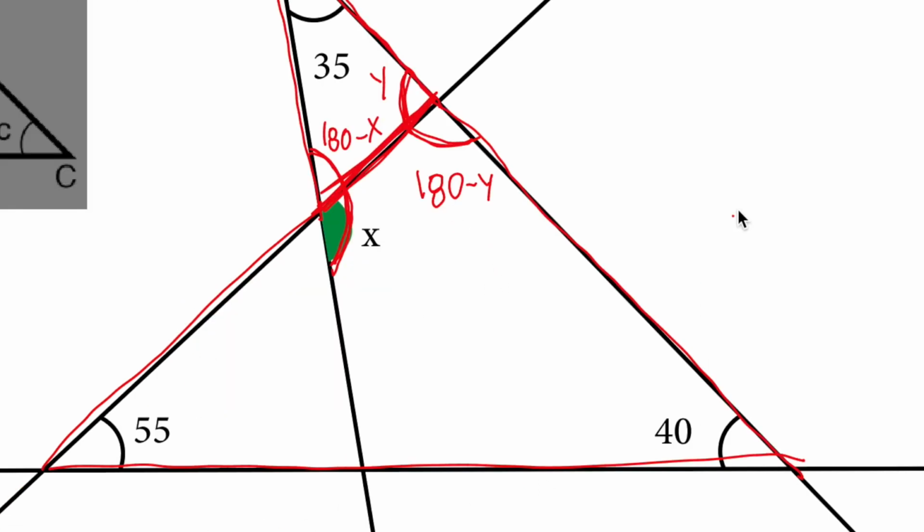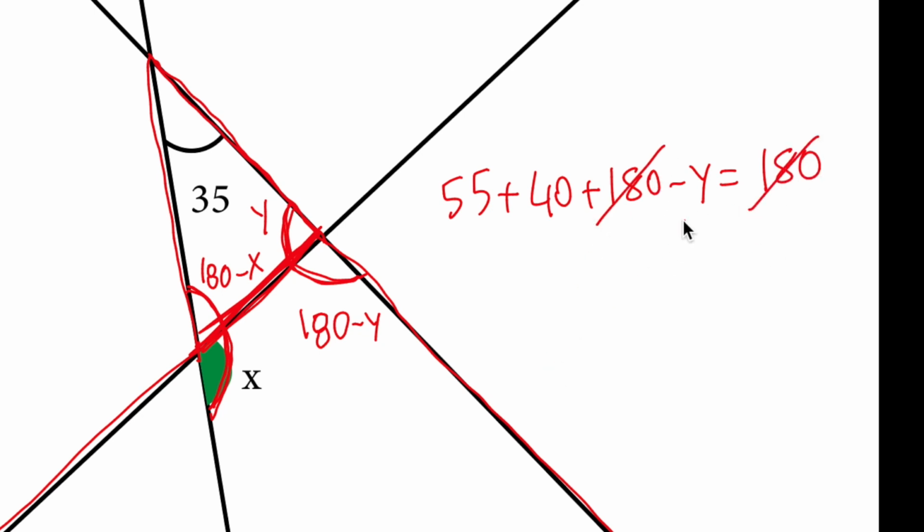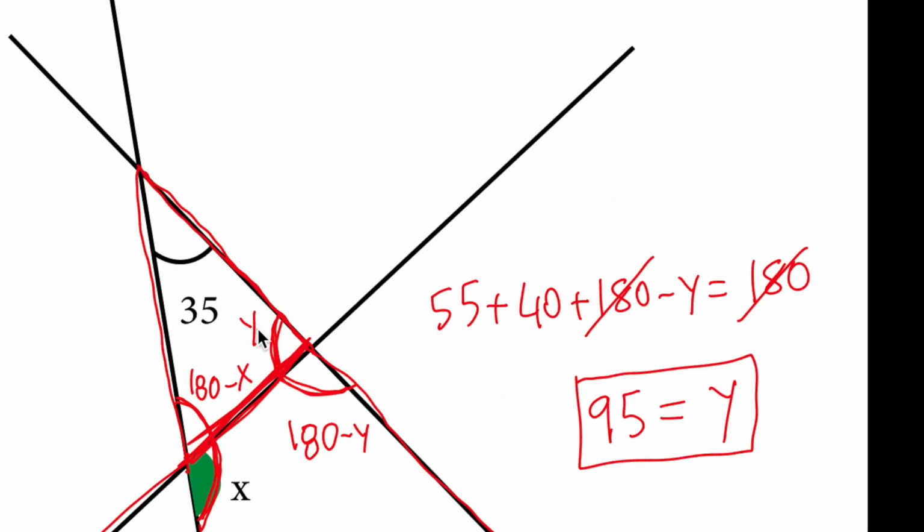So the sum of these angles should be equal to 180. I can draw my equation here. 55 plus 40 plus 180 minus y equals 180. So these 180s will cancel each other. 55 plus 40 is 95, equals y. So this y is 95.